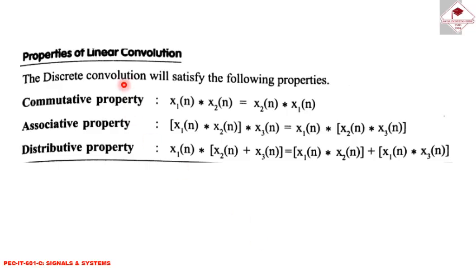Next, convolution has some properties: commutative, associative and distributive. The commutative property indicates x1(n) convolved with x2(n) is x2(n) convolved with x1(n). The associative property: x1(n) convolved with [x2(n) convolved with x3(n)] equals [x1(n) convolved with x2(n)] convolved with x3(n). The distributive property indicates that x1(n) convolved with [x2(n) plus x3(n)] equals x1(n) convolved with x2(n) plus x1(n) convolved with x3(n). So these are the properties of convolution.